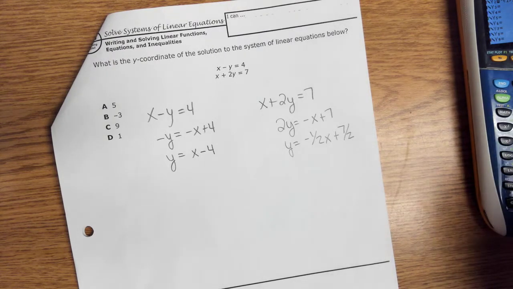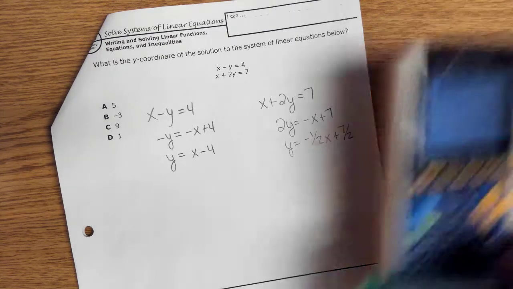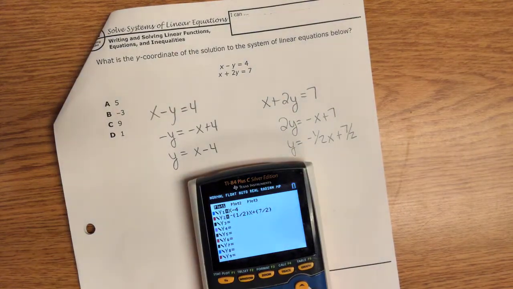Under y1, put x minus 4. Under y2, put negative parentheses 1 divided by 2 parentheses x, plus parentheses 7 divided by 2 parentheses. Okay. You've got to pay attention.